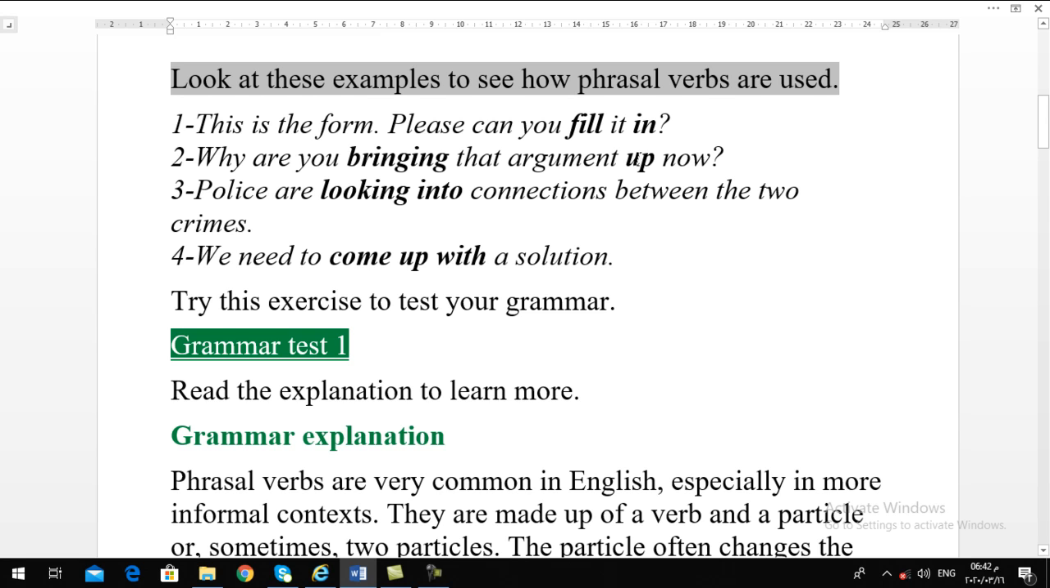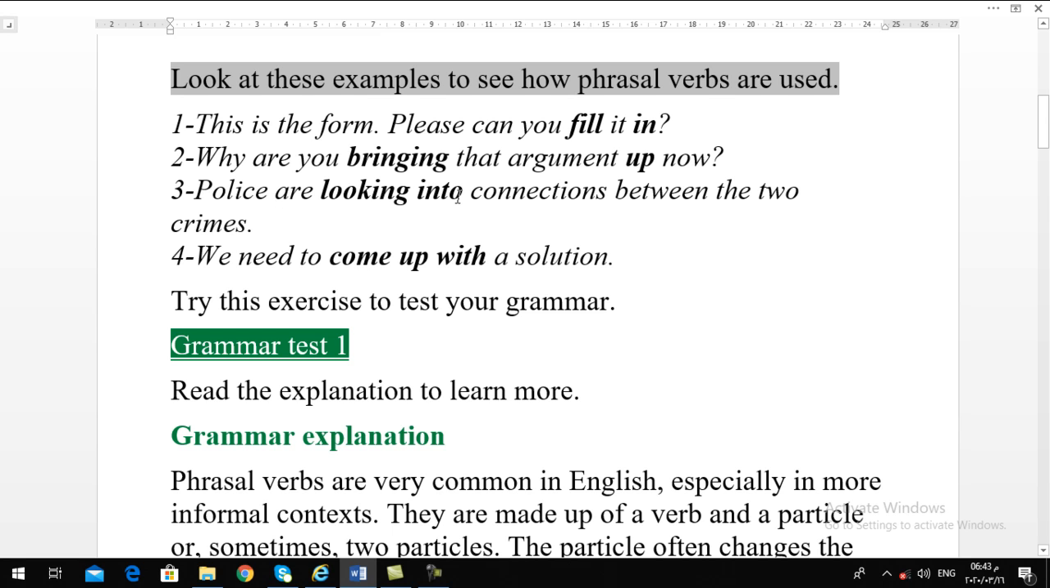Fill in and bring up, both of them are phrasal verbs because they consist of verbs, fill and bring, plus particles in and up. But fill it in, bring that argument up. Is it separable? Yes, we call them separable. Why? Because we have the object it between fill and in, and the argument, the object, between bring and up. But look at number 3.